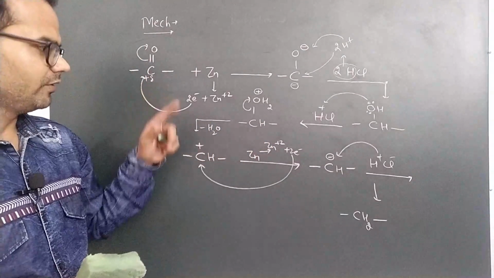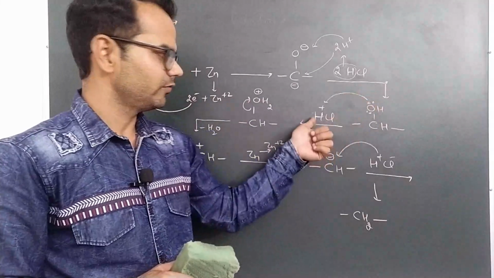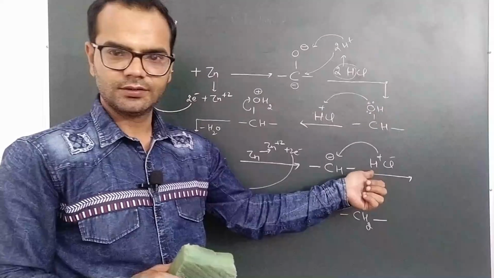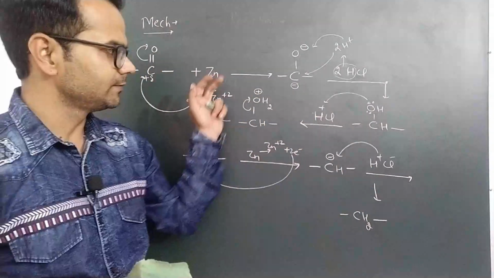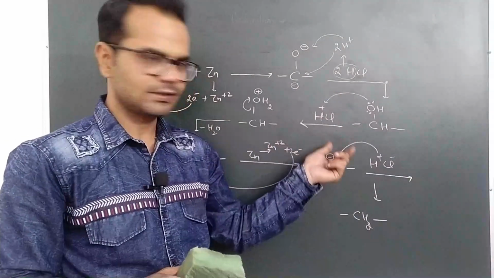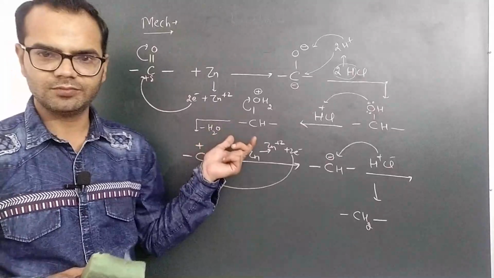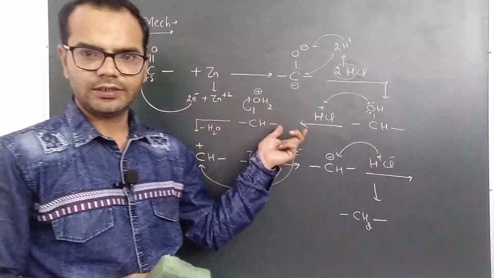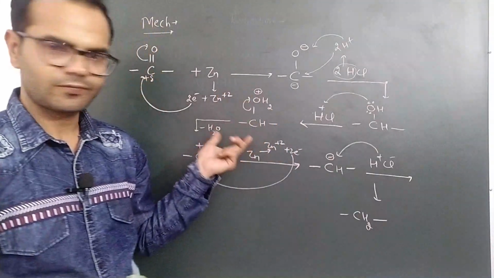We can count the total. We require 4 moles of HCl: 2 moles, 1 mole, and last 1 mole. As we have discussed in the trick, 4 moles of HCl are required, and we can see in the real mechanism that 4 HCl are required. So reduction of carbonyl compounds in acidic medium, that is called Clemmensen reduction. I hope you understood it.